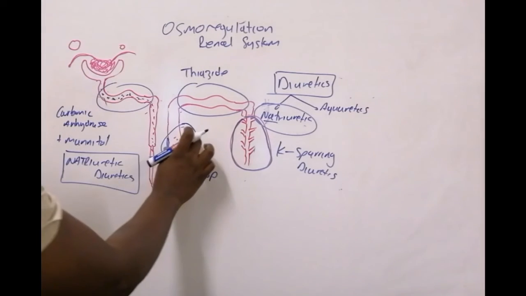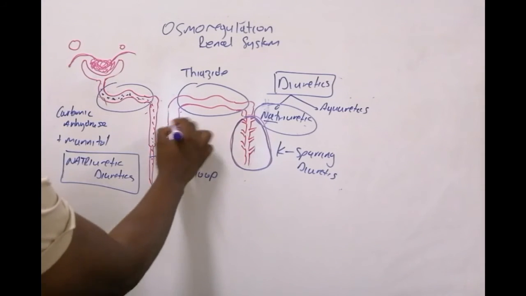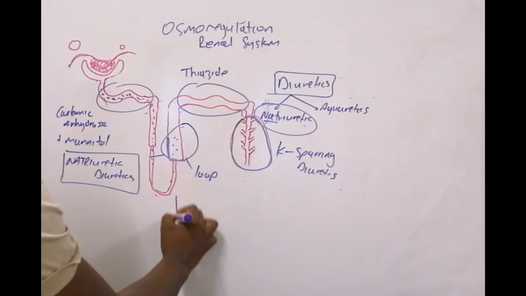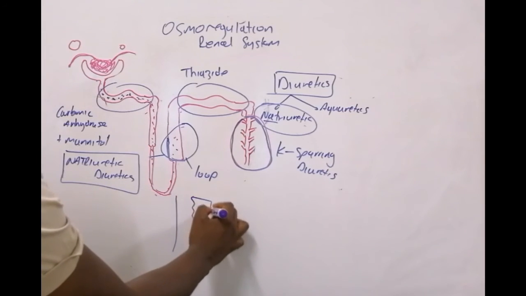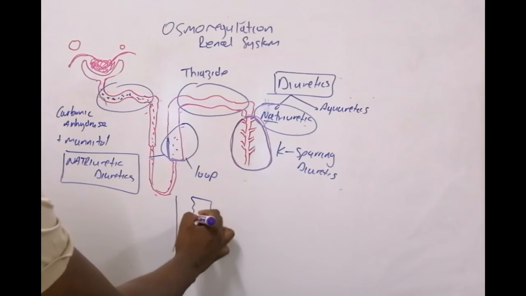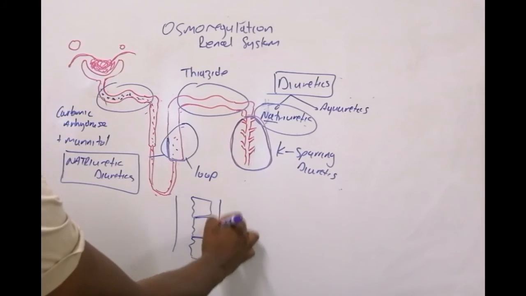Now, what happens here, remember, we said that if we take this and zoom, this will be this side, and then we will have our apical, basolateral, apical, basolateral, then we will have this.